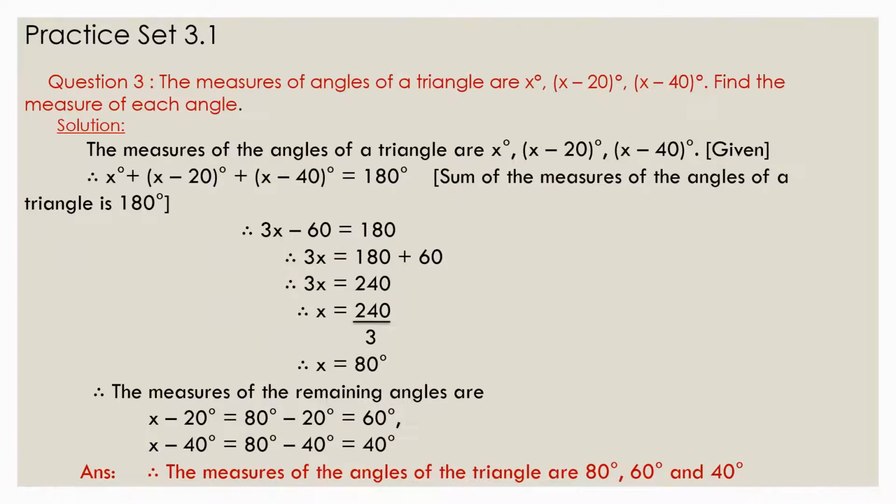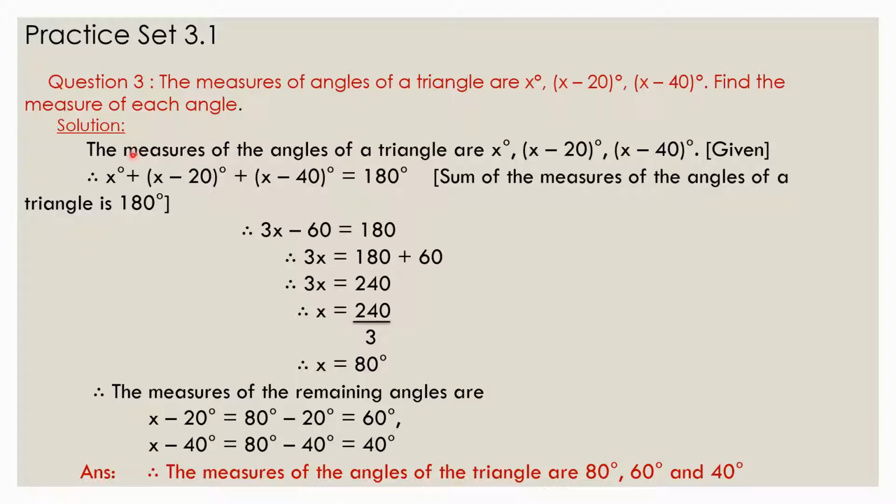Question number 3. The measures of the angles of a triangle are x degrees, x minus 20 degrees and x minus 40 degrees. Find the measure of each angle. Solution.